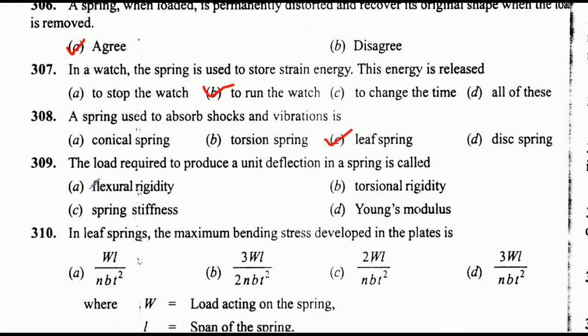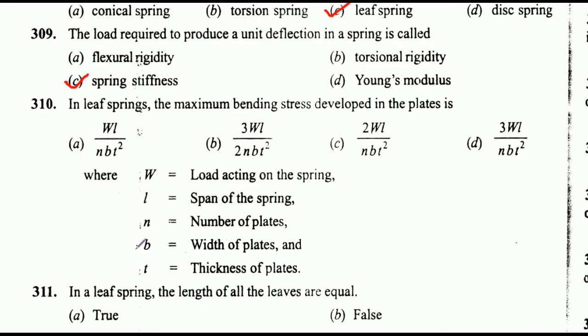Next is, the load required to produce a unit deflection in a spring is called. Here friends, these are the options and here the correct answer is option C, that is spring stiffness. Okay, the load required to produce unit deflection in a spring is called spring stiffness. Next is, question number 310.